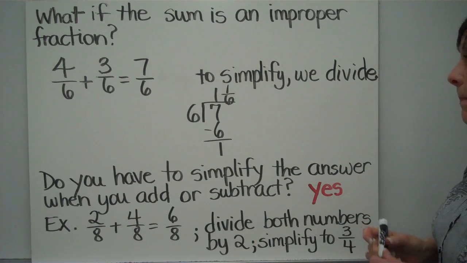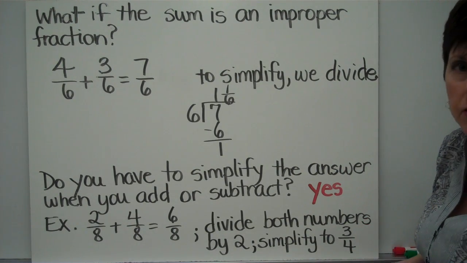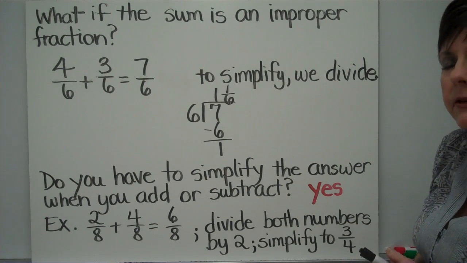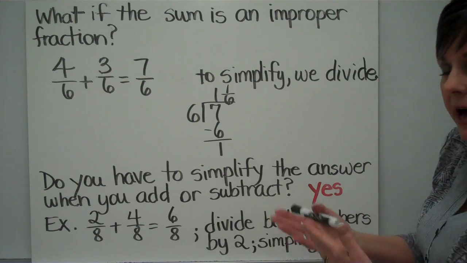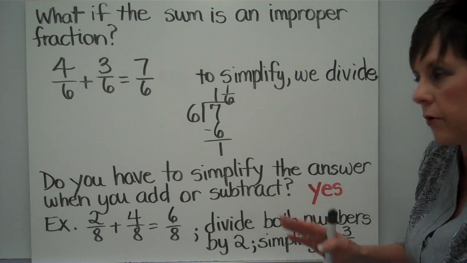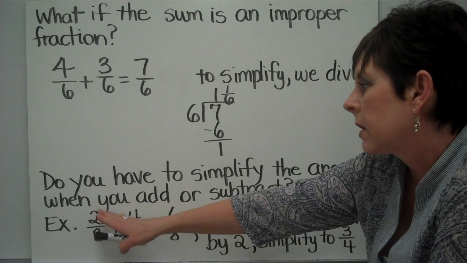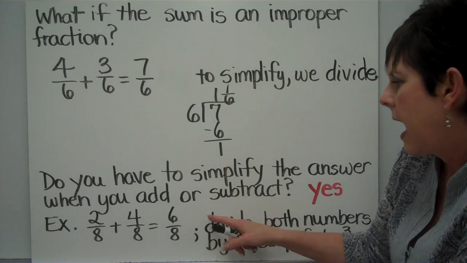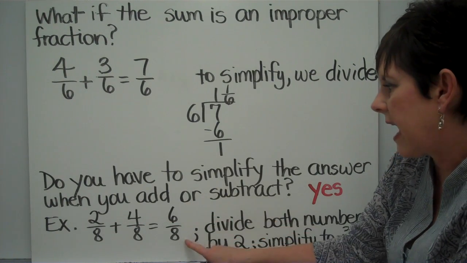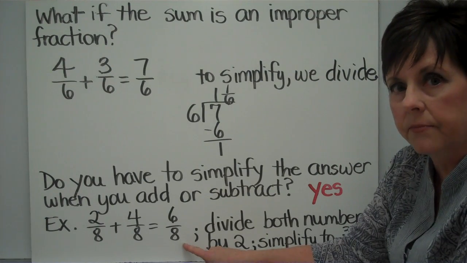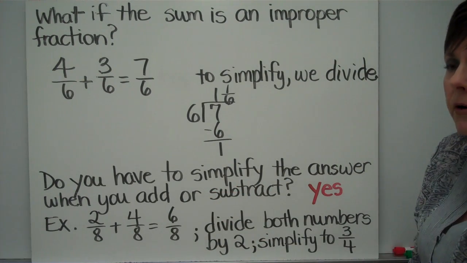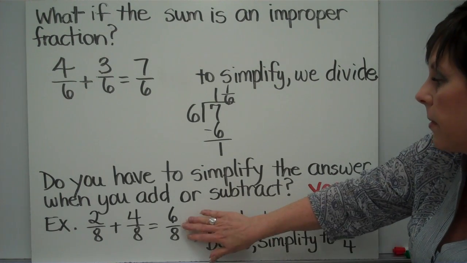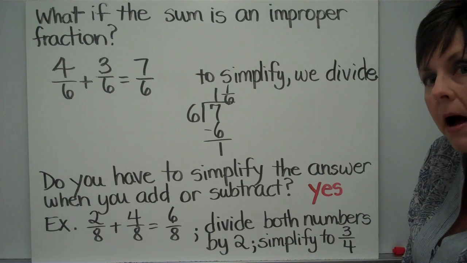Now, do you have to simplify the answer when you add or subtract? Yes, always. Simplify your answer at the end. That means after you've added or subtracted to get your final answer. For example, 2/8 plus 4/8, 2 plus 4 is 6. However, 6/8 can be simplified. If you remember our lesson from the other day, it can be divided. What's a number that both of these can be divided by?